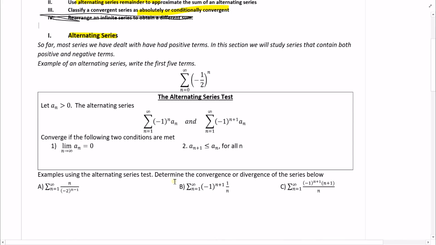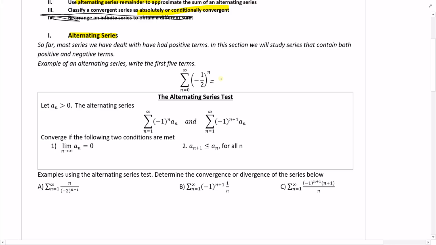Okay, so alternating series have positive and negative terms. A lot of the tests we've done so far, all the terms had to be positive. So an alternating series is one where they switch back and forth. And so here's just an example. We're just going to write the first 5 terms.